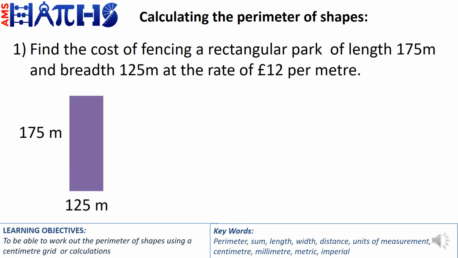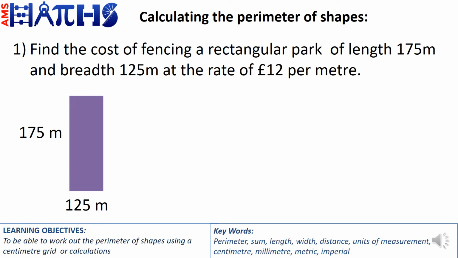Here's another word problem. It says we should find the cost of fencing a rectangular park of length 175 meters and breadth 125 meters at the rate of £12 per meter. Breadth is the same as width, so that should help us.